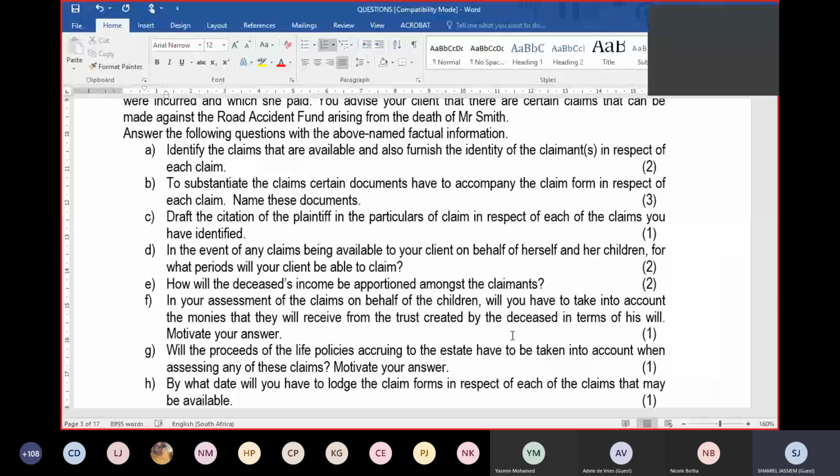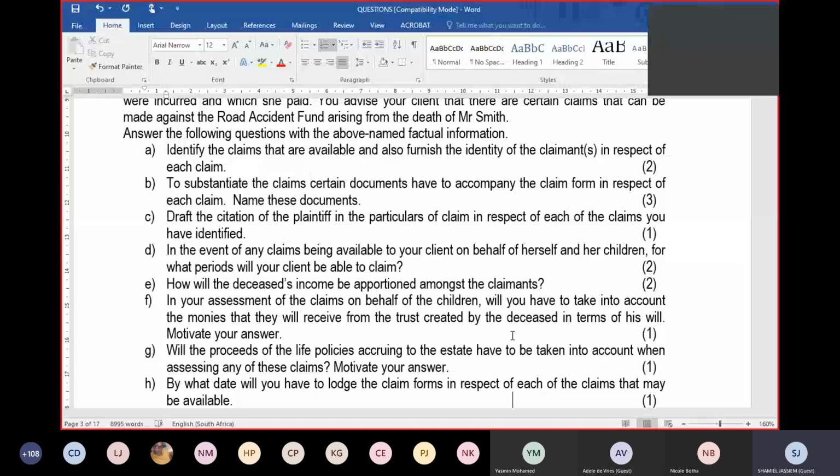And Mrs. Smith provided you with vouchers for the past medical and hospital expenses. So Mrs. Smith has a claim in a personal capacity for the past medical and hospital expenses. And it's stated that she paid the funeral expenses. So Mrs. Smith can, in a personal capacity, also claim funeral expenses. So Mrs. Smith can claim in her personal capacity.